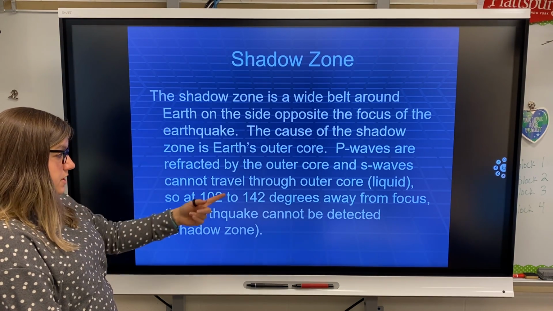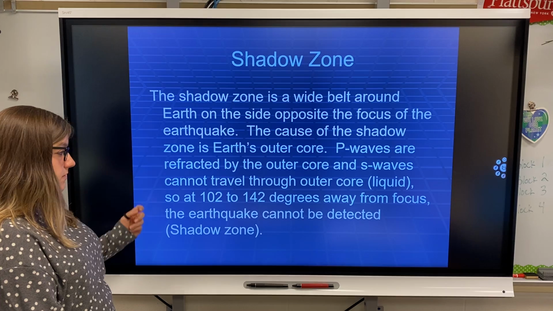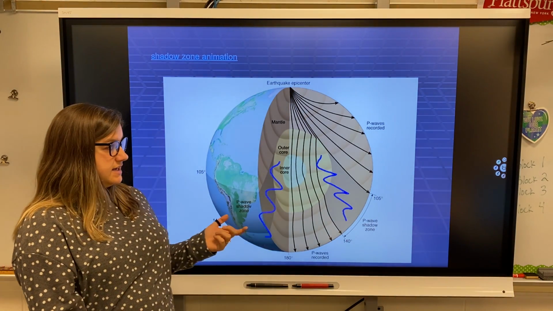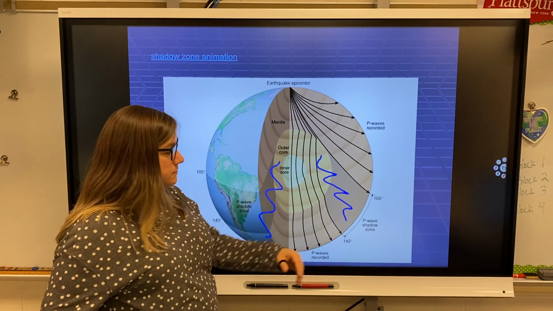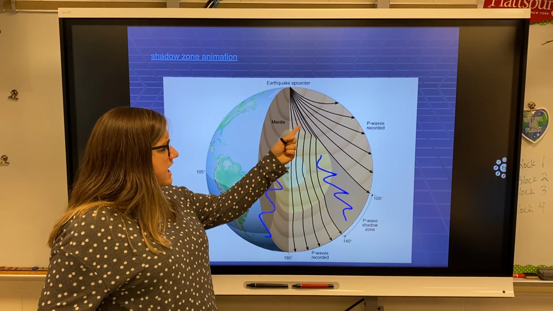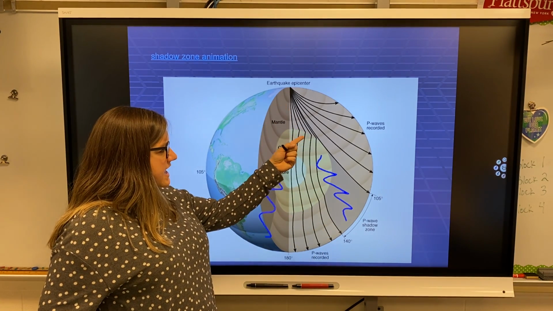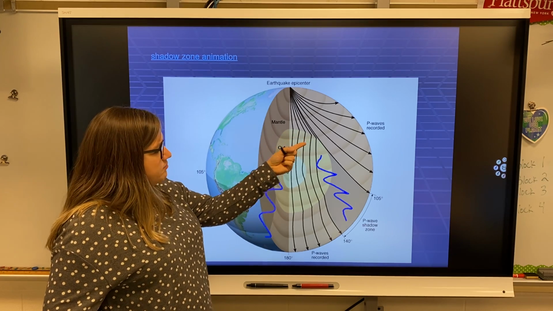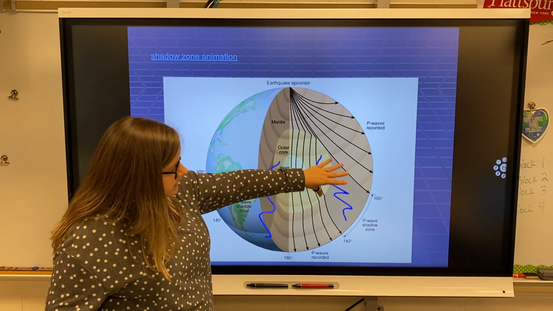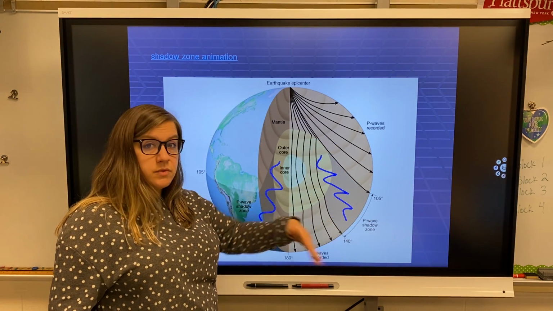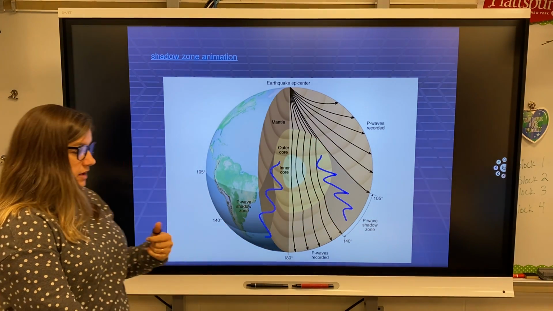So at 102 and 142 degrees away from the focus, the earthquake can't be detected. So there's this open area right here that's called the shadow zone. As you can see, these P waves, once they hit the outer core, they get bent, they're refracted. So this area kind of opens up over here. That's the shadow zone, where none of the vibrations from the earthquake are felt.